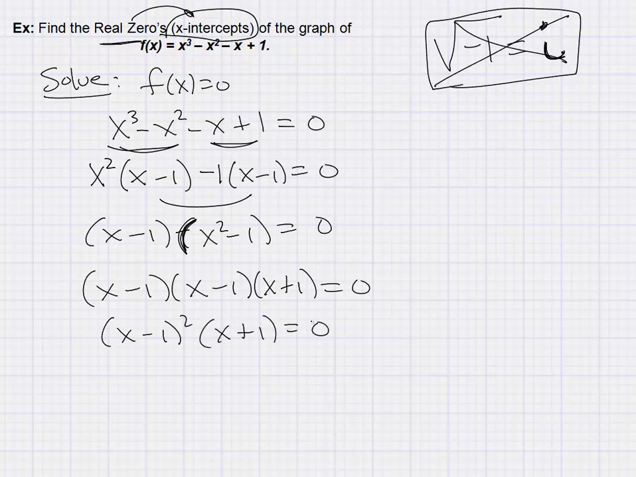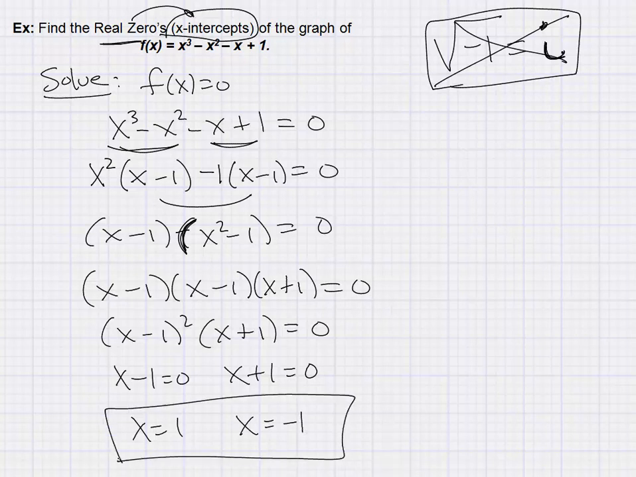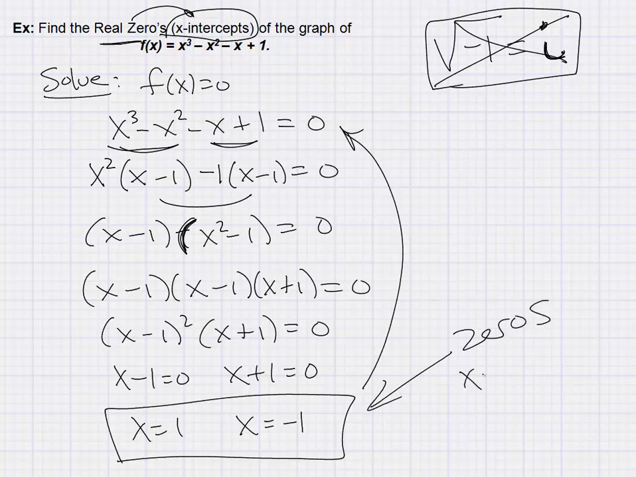It doesn't matter either way you write it, but I could write it that way, which tells me that either x minus 1 equals 0 or x plus 1 equals 0. So I get x equals 1 and x equals negative 1. So these are my solutions to this equation here, but these are also my zeros for the polynomial. They're also my x-intercepts for the graph of the polynomial.